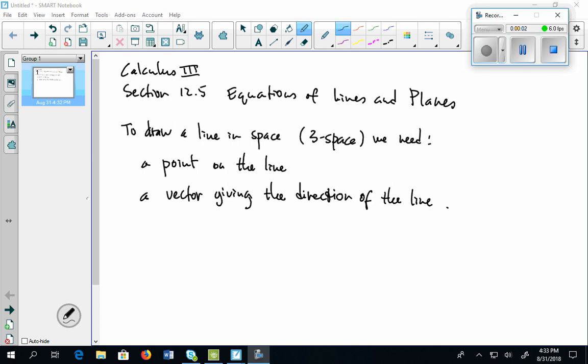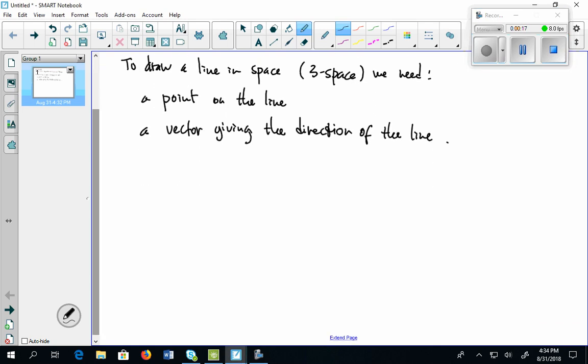All right, in this section, we're going to be talking about equations of lines and planes. This is section 12.5. Now, to draw a line in 3 space, we need 2 things, a point on the line and a vector giving the direction of the line. So basically, draw a quick dotted line here. This is our line, and I need a point on the line. So there's my point. And we need a vector, so let's just draw a vector here. And that's giving the direction.